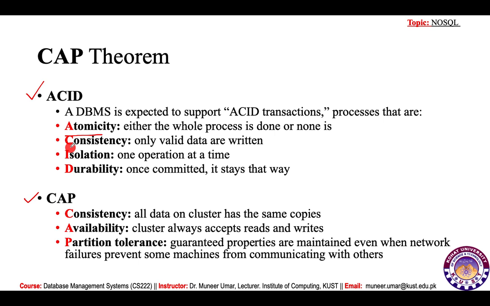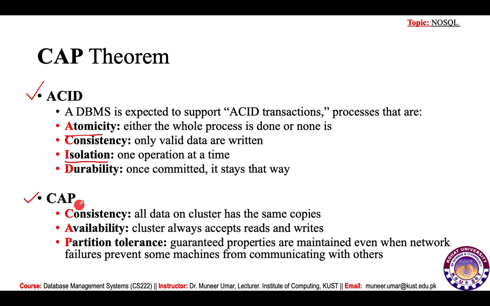By consistency, we mean that only valid data should be written. There shouldn't be any inconsistent data in the database, or the state should change from one consistent state to another consistent state. The transition between two states should be in a way that the second state is also consistent. Then we have isolation. By isolation, we mean one operation at one time. If there is an operation, then that operation should be isolated from others. And by durability, we mean that once the operations are committed, there would be a permanent change in the database.